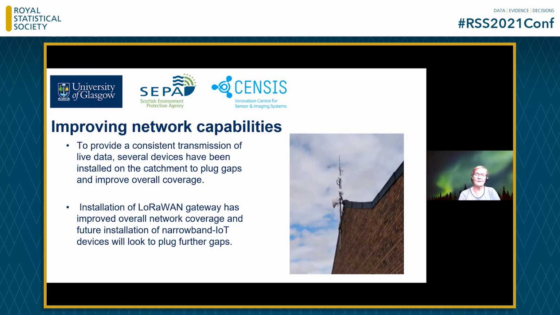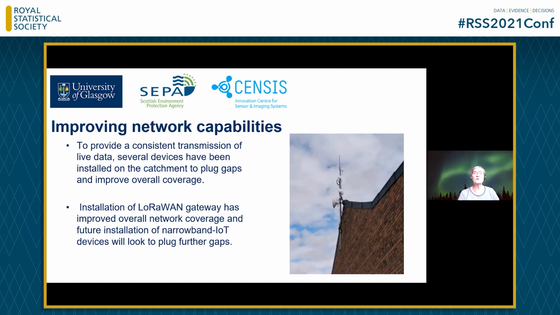So we also had to think about how to improve the actual coverage within the catchment, whether it was to do with the topography of the area and so on. So there were a number of bits of work done in terms of thinking about where to install specific communication facilitating kit to ensure that we could actually communicate from across the whole catchment.